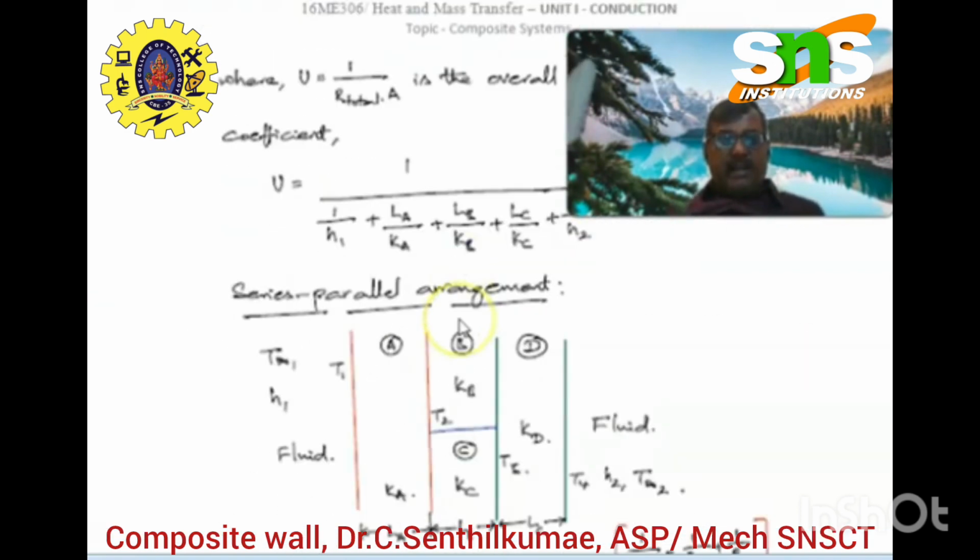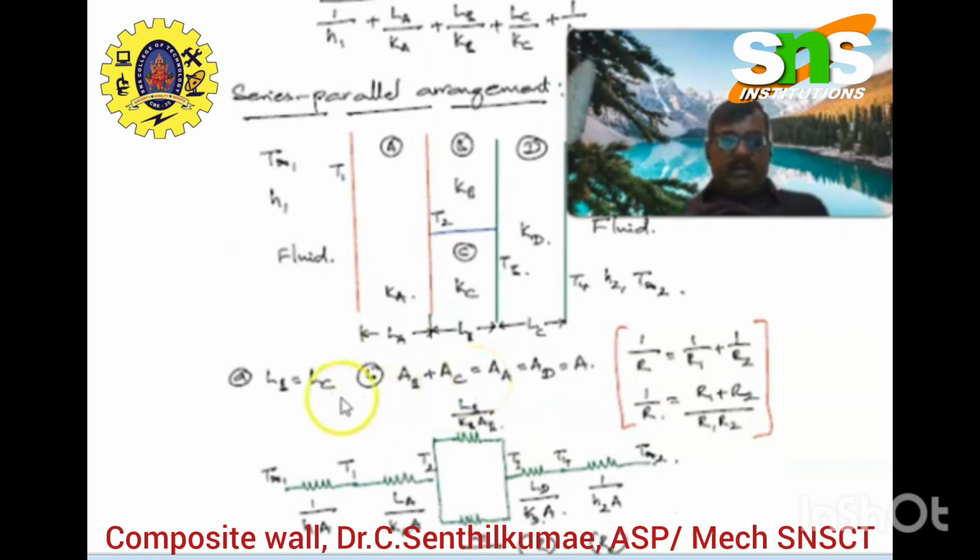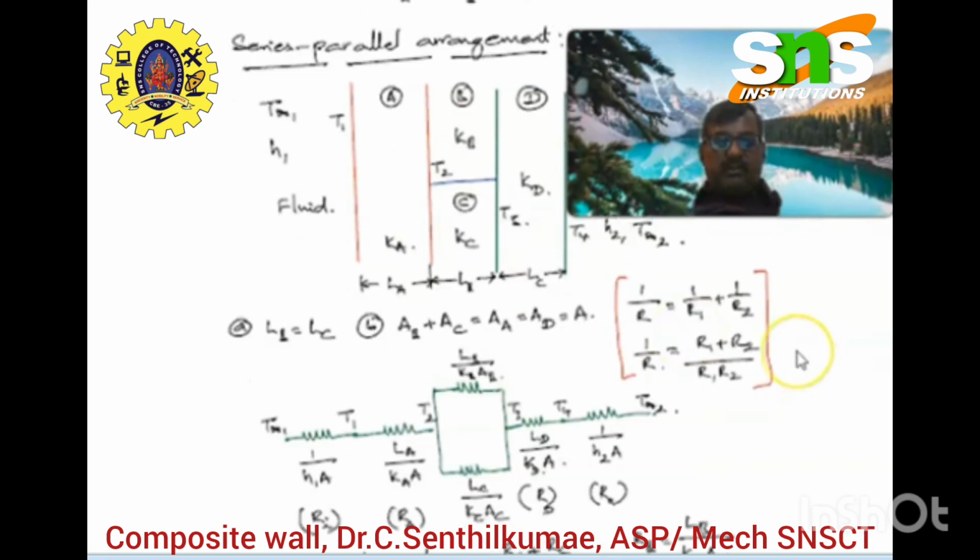Considering the parallel arrangement, A, B, C, D having four materials, with convection at the entry and convection at the exit, and La, Lb, Lc will be the thicknesses of the conduction of materials A, B, C, D, and here we have Lb equal to Lc, and A equals Aa plus Ab plus Ac. From the sketch we can understand 1 by R is equal to 1 by R1 plus 1 by R2, and so R equals R1 R2 divided by R1 plus R2. This is the mathematical derivation.